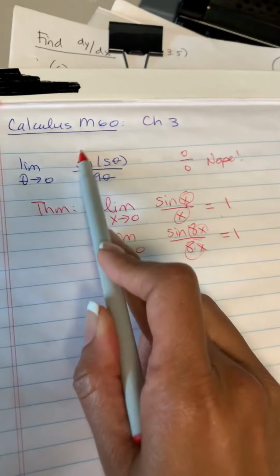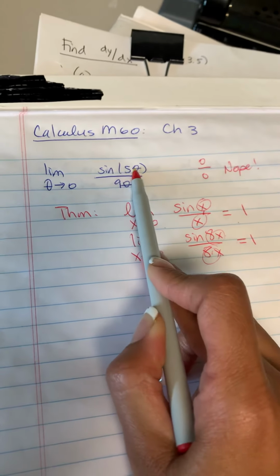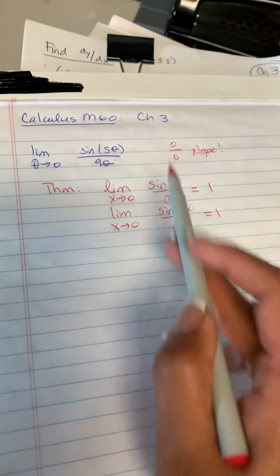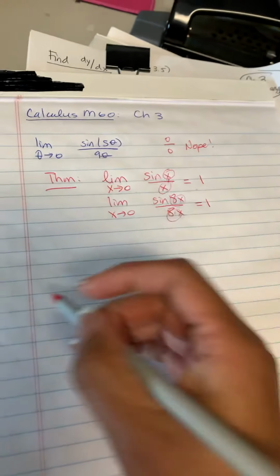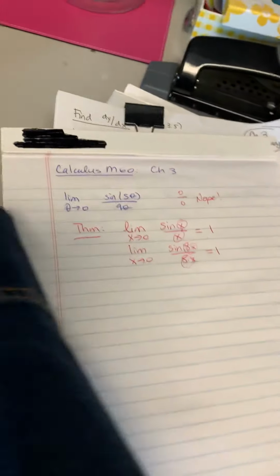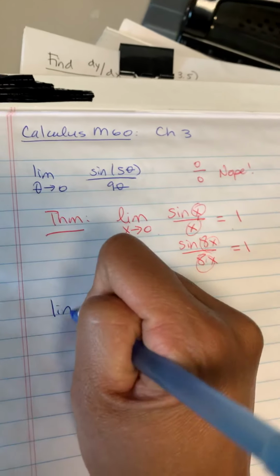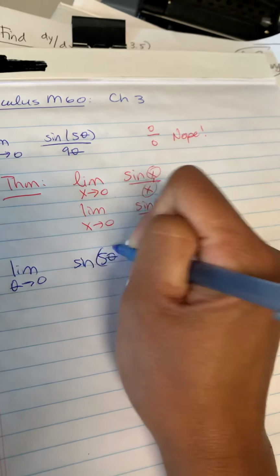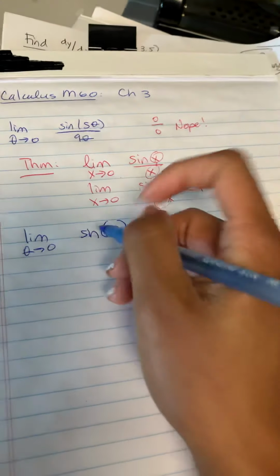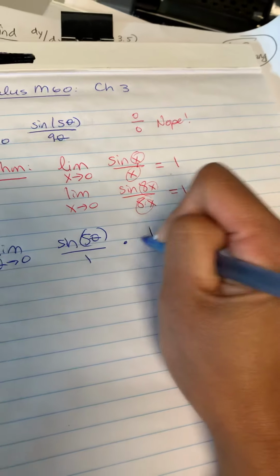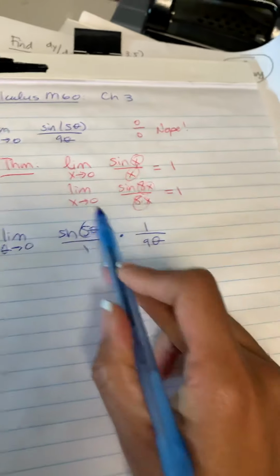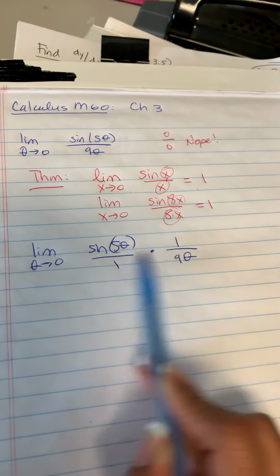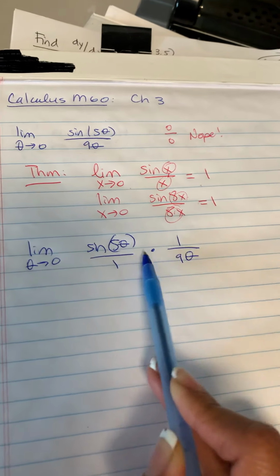When I look at this, I see a sine 5 theta. So I'm going to manipulate this function so that I can use this theorem. I have the limit as theta approaches 0 of sine 5 theta, and the 9 theta I'm just going to move across here. I'm going to break up this fraction into two fractions where one is being multiplied with the other.